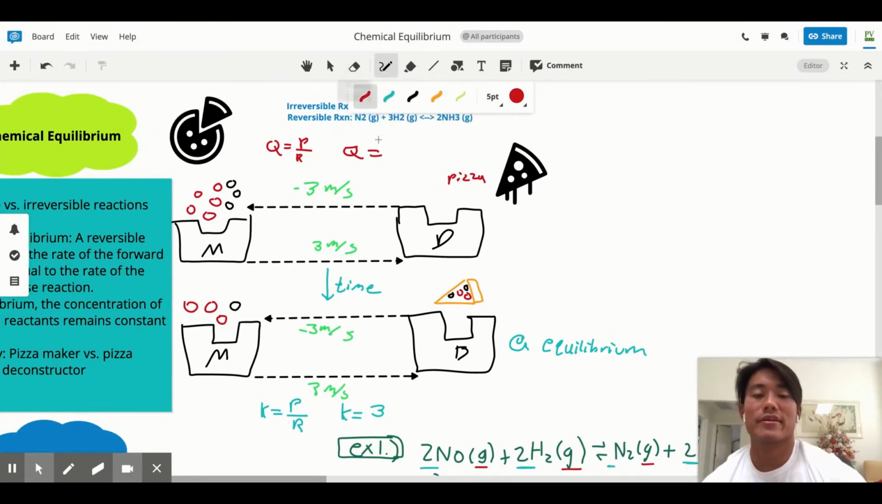Let's say we have a different case in which for the starting ingredients, you get 5 slices of pepperoni, 3 sausages, and let's say 12 slices of pizza. So clearly there's a lot of products, which means your Q is going to be a lot bigger, because it's products over reactants. And let's say you have 5. So if you compare Q to K now, Q is greater than K. That means the reaction here is going to have to shift left to make more reactants to reach equilibrium.